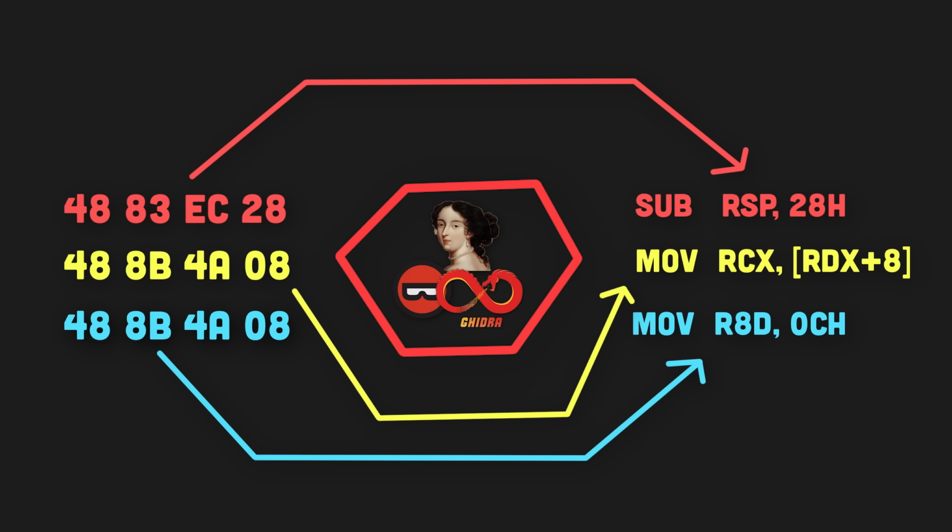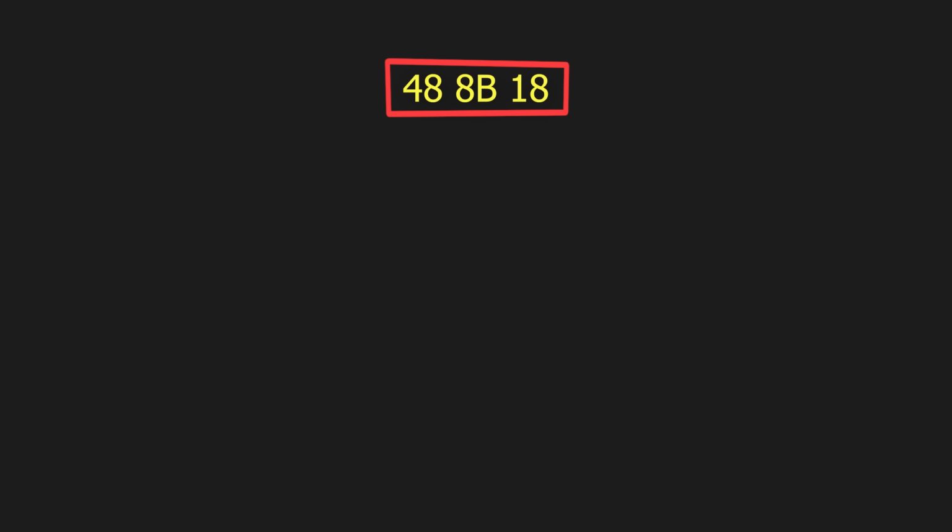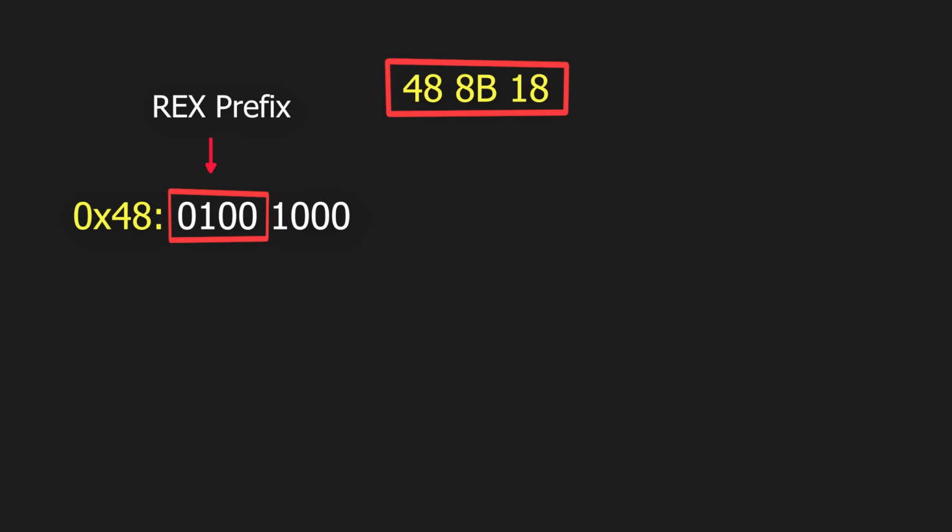Well, let me explain. Let's say we want to interpret or decode these bytes to an actual assembly instruction. Let's start with the first byte, which is hex 48. The very first thing that we need to do is to get the binary representation of hex 48, which maps to 0, 1, 0, 0, 1, 0, 0, 0. The most significant 4 bits here are called the REX prefix. The moment you see this prefix, that means you're going to be working with 64-bit operands or registers. 64-bit registers are always prefixed with the letter R.